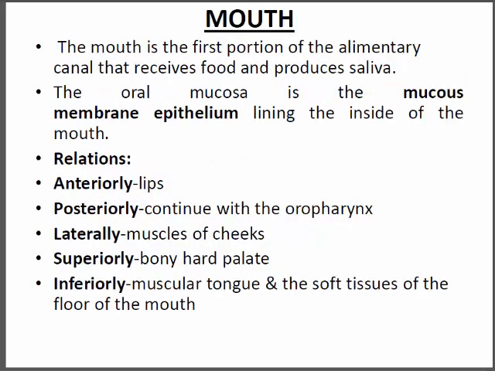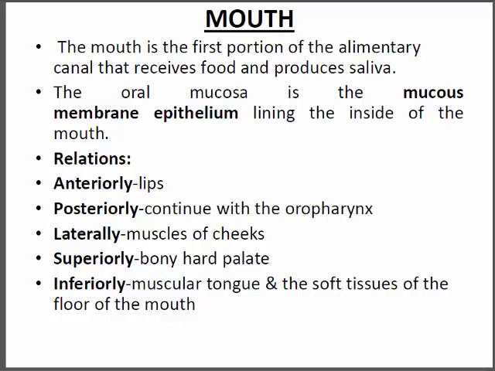So next, the first organ is the mouth. Today I will tell about three: mouth, tongue and teeth. So what about the mouth? It is the first portion of the alimentary canal, which receives food and produces saliva. In the mouth, saliva is produced. The oral mucosa is the mucous membrane epithelium lining the inside of the mouth.